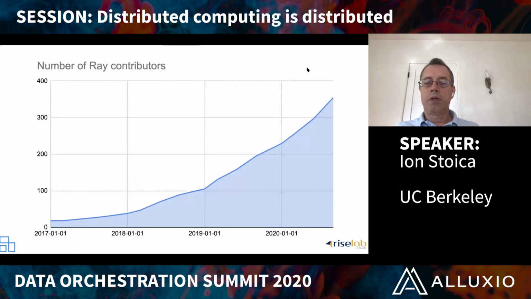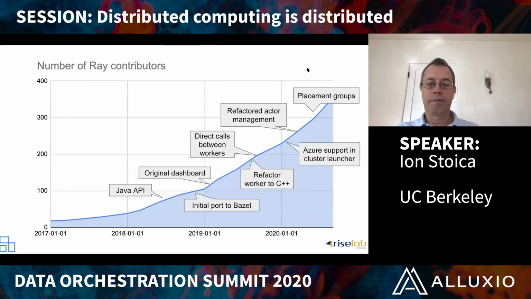The number of contributors also grows very fast. It approaches 400 contributors, and it more than doubled since last year. And it's not only that we have many contributors. Many of these contributors are making very meaningful contributions, like providing a Java API besides the default Python API, refactoring some of the main components in the Ray architecture, providing Azure support, and many more.